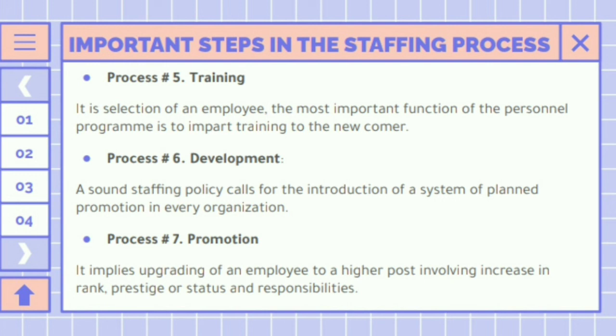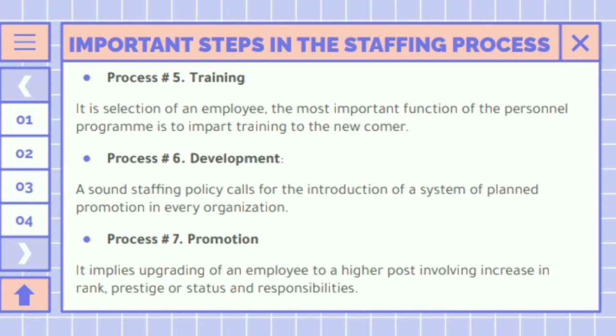Process number 6, development. A sound staffing policy calls for the introduction of a system of planned promotion in every organization. Because we are living in an era of rapid technological changes, the training of employees is really important to be recognized, so as to keep employees in touch with new developments, or to broaden the knowledge of employees about the work they are entering.